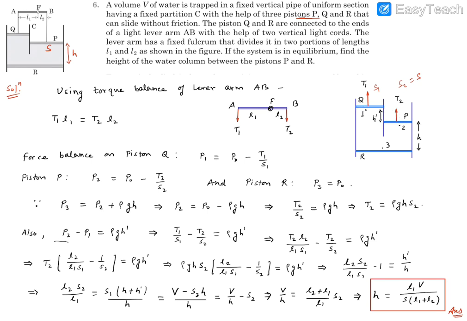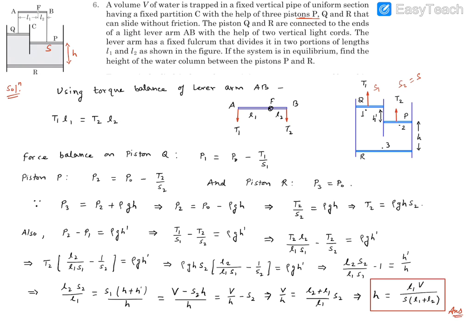So pressure of 2 minus pressure of 1 is going to be because of this height H prime, so rho g H prime. Now, P2 we know already is this. P1 we know already is this. We can subtract the two together, so that will come out as T1 S1 minus T2 S2, P0 getting cancelled out. This came out to be rho g H prime. Now T1 could be written from here as T2 L2 by L1, so T2 L2 by L1 into S1 minus T2 by S2 must be equal to rho g H prime.